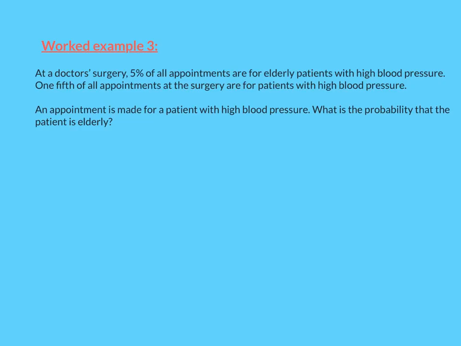Worked example. At a doctor's surgery, 5% of all appointments are for elderly patients with high blood pressure. 1/5 of all appointments at the surgery are for patients with high blood pressure. An appointment is made for a patient with high blood pressure. What is the probability that the patient is elderly? Okay, so let's have H be high blood pressure and E be elderly. So we know the probability of high blood pressure is 1/5, which is also 0.2.